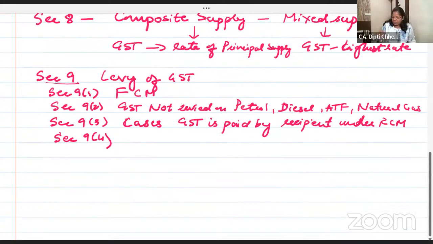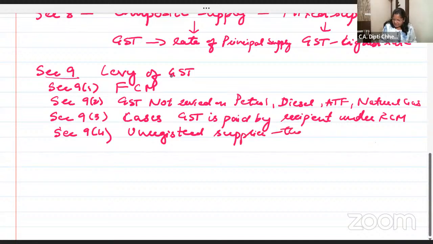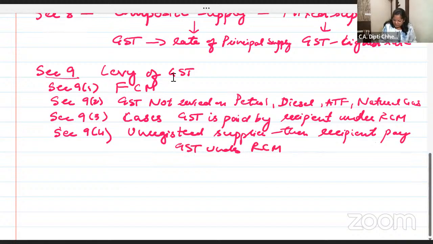9.4. Okay. Watch that first video if you want to get a link of all this. What we are writing in 9.4 now? Unregistered supplier. If supplier is unregistered, then recipient should pay GST under RCM. And section 9.5 is e-commerce operator.